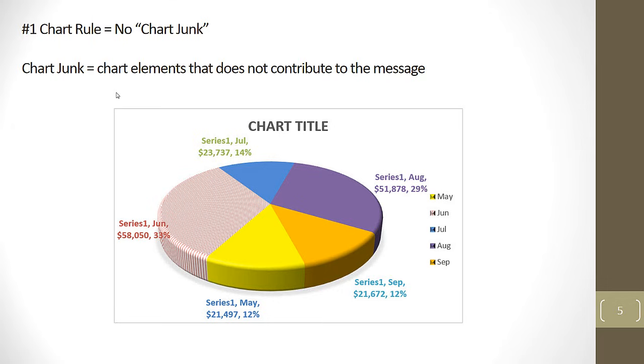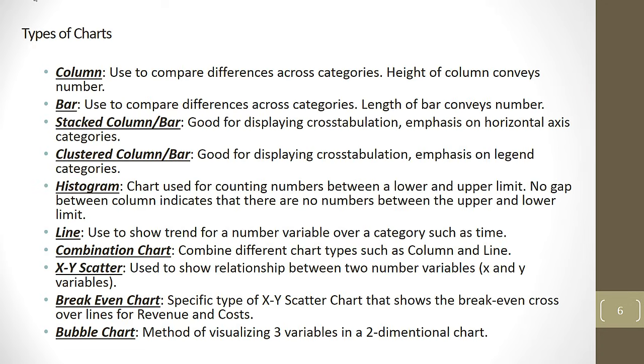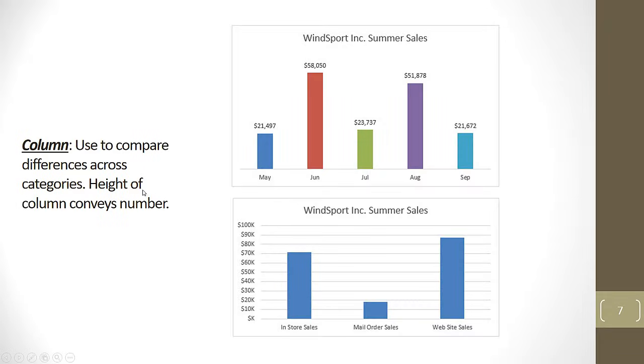Now we want to go to our next slide because we have a bunch of chart types. And here they all are. Not only that, but over in the PDF, I have quite extensive notes on each chart type. Now let's look at each chart. Column chart is simply used to compare differences across categories. The height of each column conveys the number. Categories along the horizontal axis, the height of the column, we can quickly see June is the biggest.